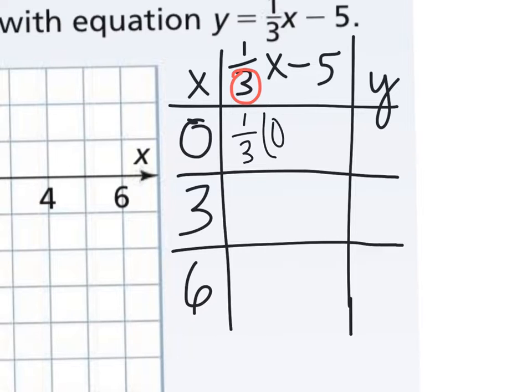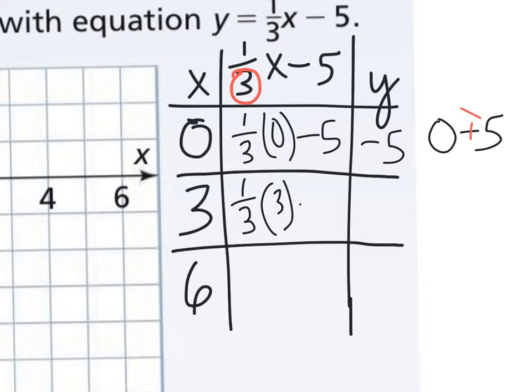So then you can just substitute this in. 1/3 times 0 is 0. And then we've got 0 minus 5. If you want to add the opposite, you can. That's going to be negative 5.